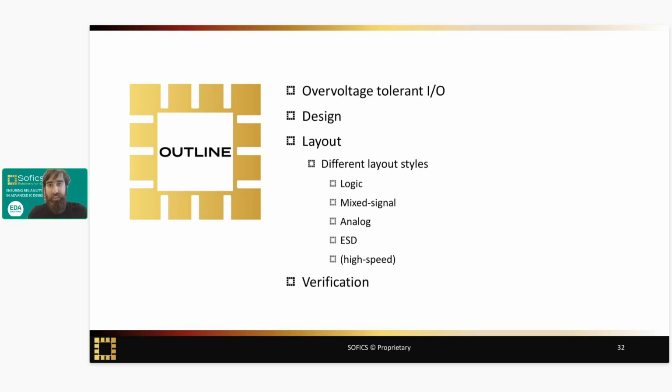Okay, so we've taken a look at all violations, we fixed them, and we are confident in our design. Let's go on to the layout step.